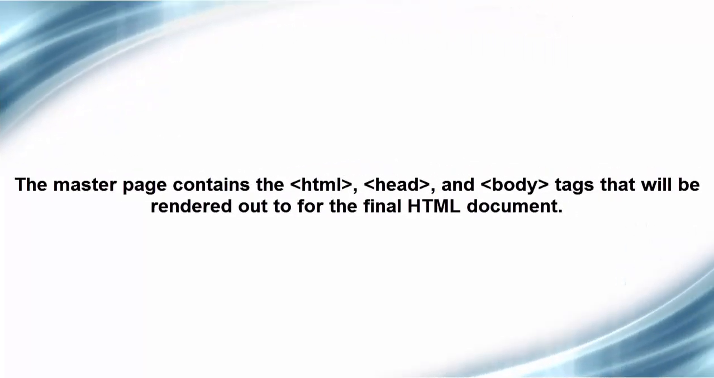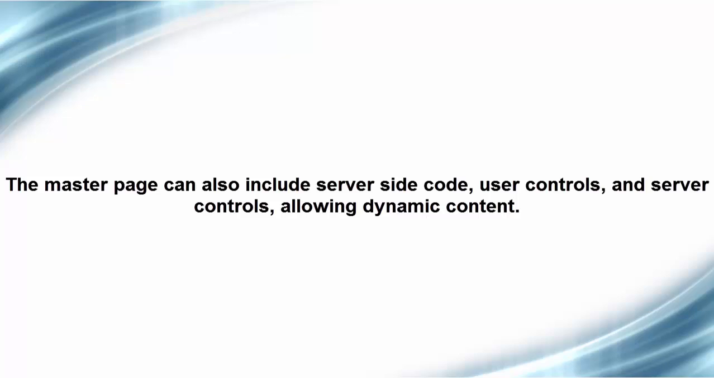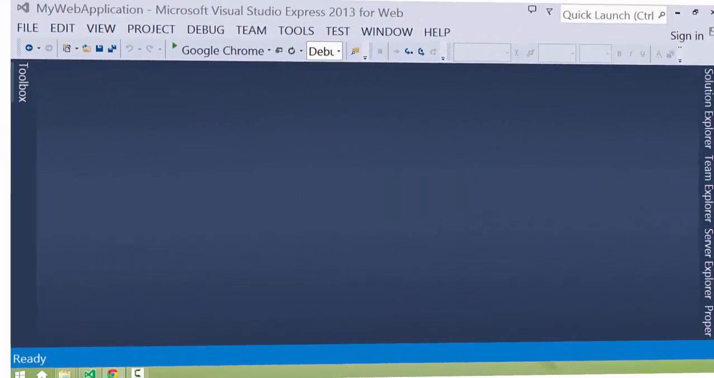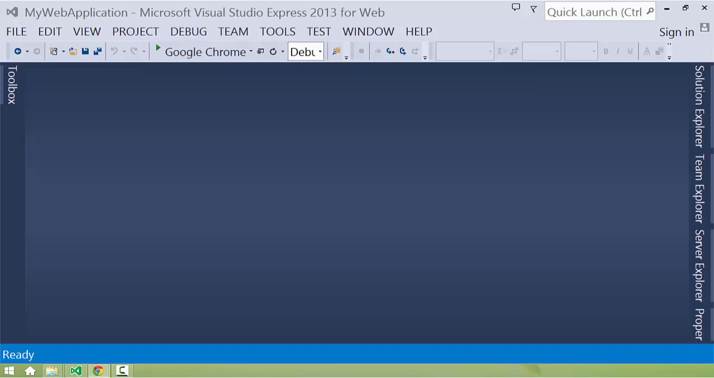The master page contains the HTML, head, and body tags that will be rendered out for the final HTML document. The master page can also include server-side code, user controls, and server controls, allowing dynamic content. Let's dive in and take a look at a master template.